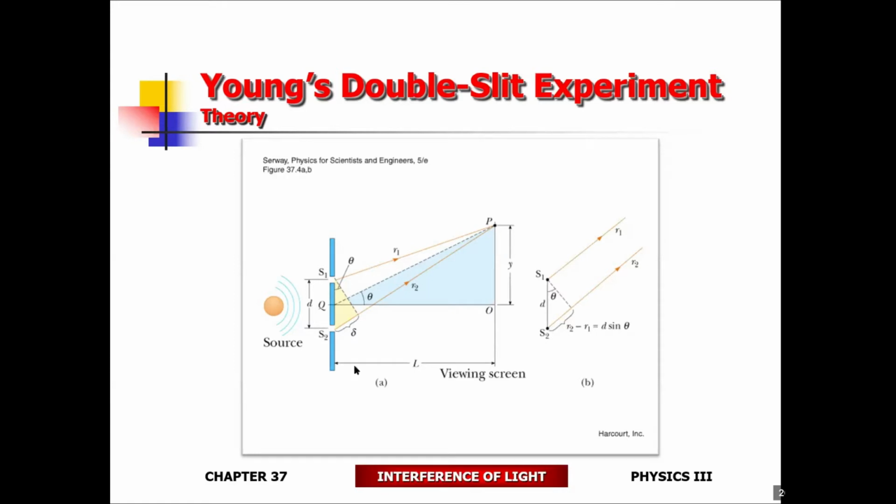Now we have to express everything in terms of the distance to the screen. L is going to represent the distance to the screen. And the letter Y is going to represent the distance from the central fringe to the interference pattern that we're looking at. So we got L, the distance to the screen, and then the letter Y is going to be the distance with respect to the central bright fringe to the other fringe patterns.